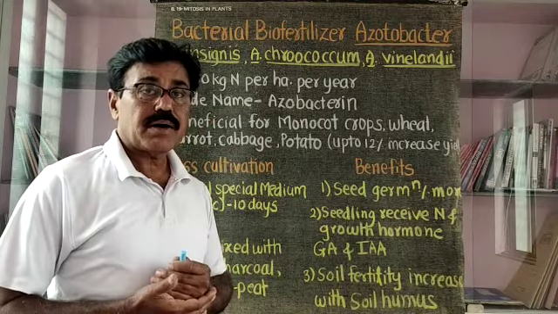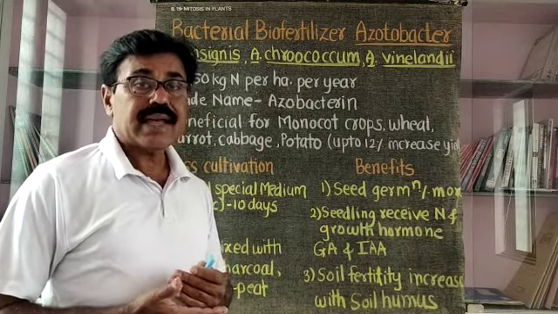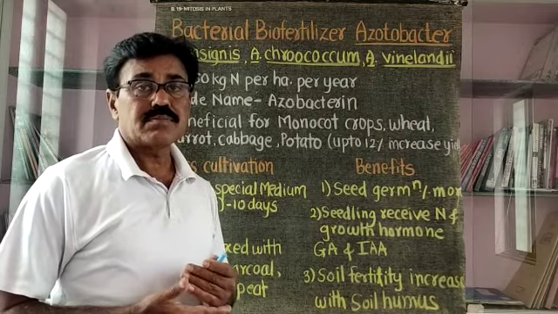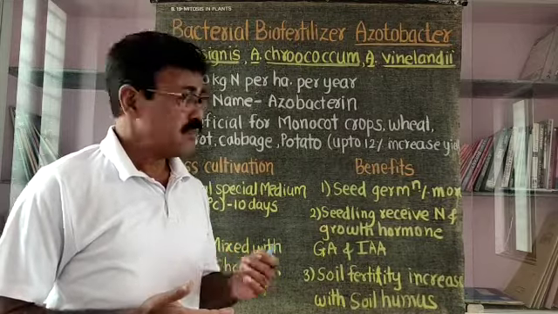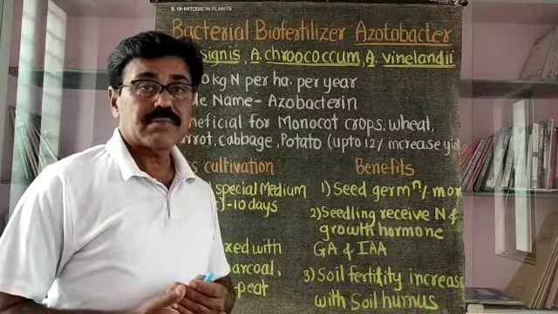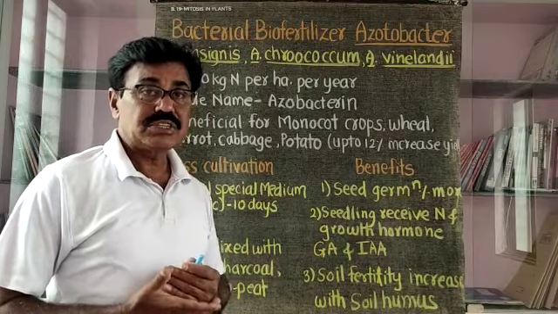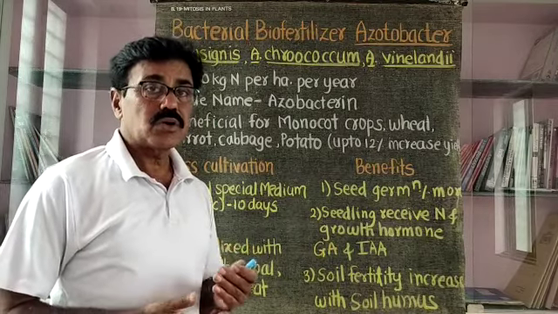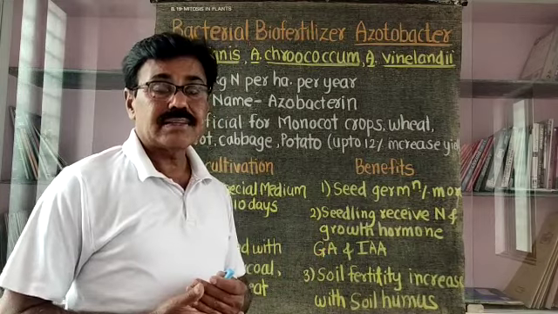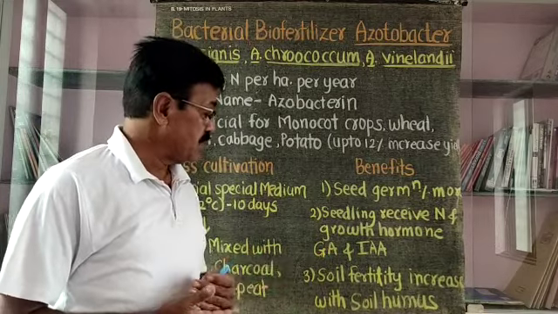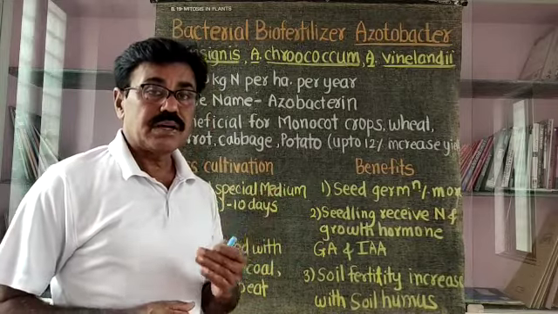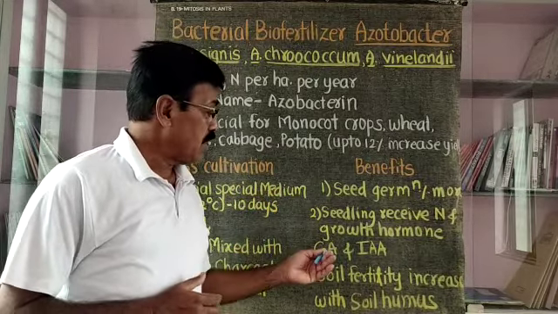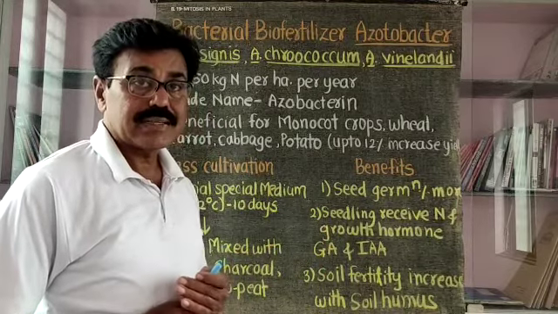Azotobacter biofertilizer may also act as a biocontrol for a number of diseases like Fusarium and Alternaria. That means this bacteria releases some fungicidal chemicals which can be used as a control for Alternaria and Fusarium diseases in the field. These diseases are biocontrolled by the Azotobacter culture.